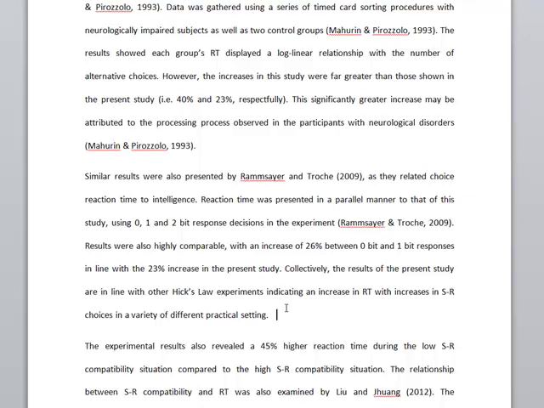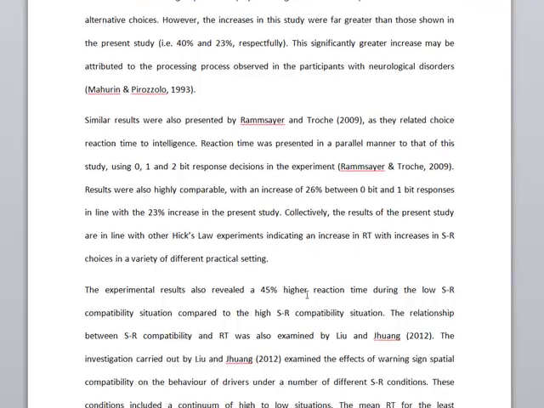Now, as I mentioned earlier, all experiments tend to have more than one set of results. And in the instance they have more than one set of results, you're going to have more than one thing to discuss. See, and that's where we bring in this section here. It says the experimental results also revealed 45% higher reaction time during the low compared to the high. So this is a completely different set of results.